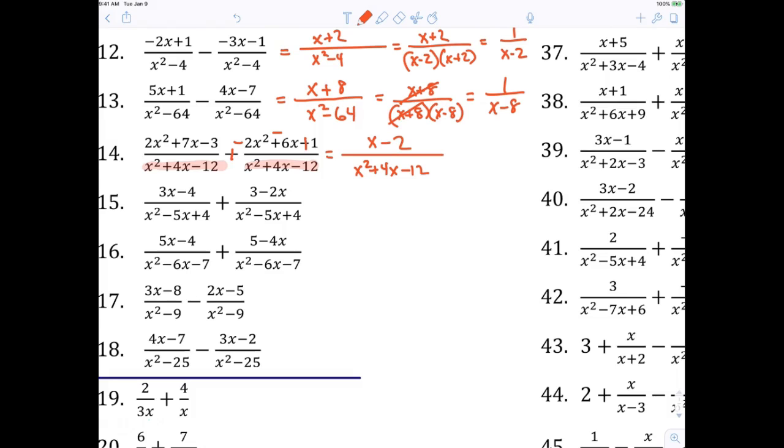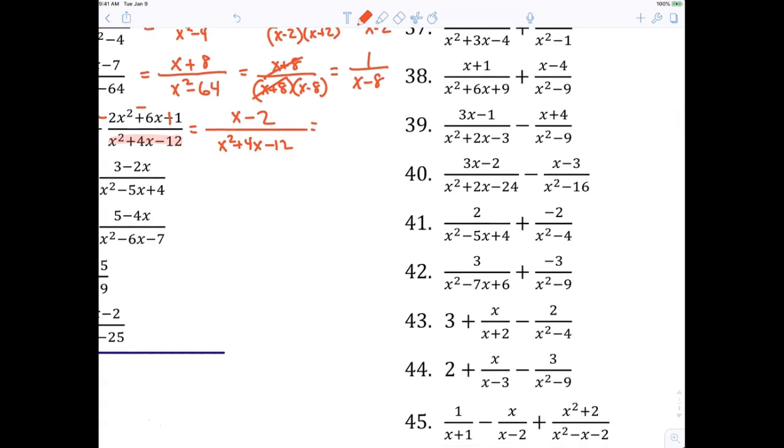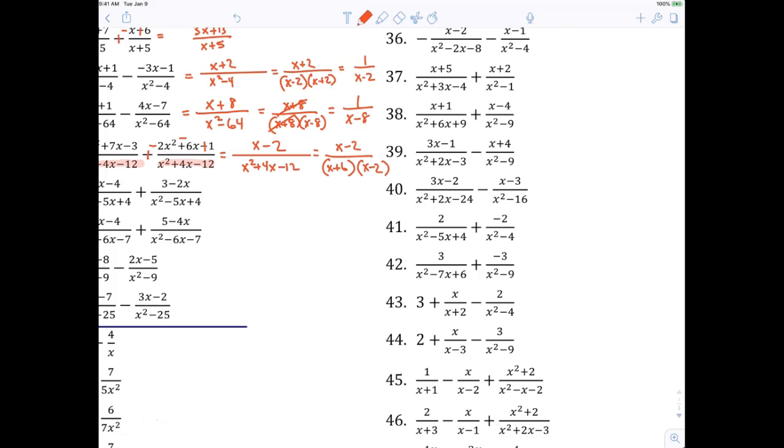Now, you're working on your factoring skills. So, what? x, in parentheses, and then plus 6 and minus 2. That's right. x plus 6, x minus 2. So my final answer is 1 over x plus 6.